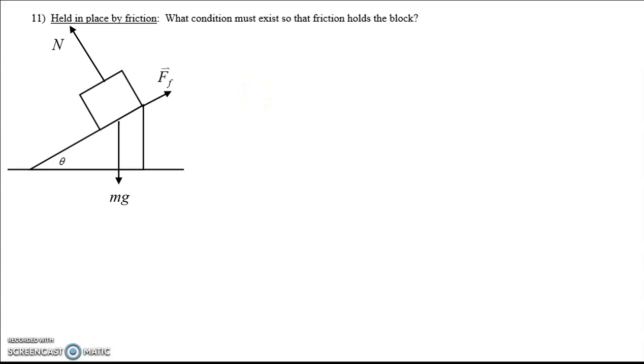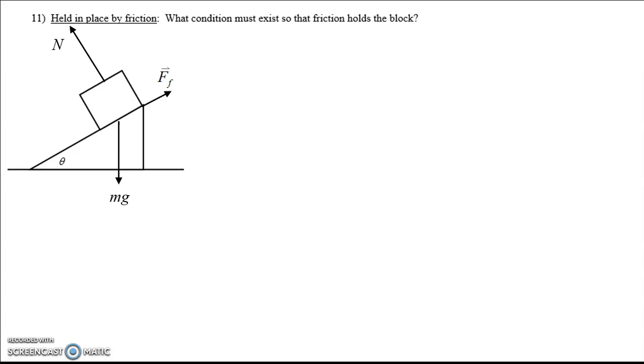Now at this point, if you want to resolve the force of gravity into its components, you certainly can, but hopefully you're starting to get a sense of what that looks like, and you can just look back at the free body diagram from problem 10, or maybe you can just mentally picture that mg sine theta is pulling it down the incline, mg cosine theta is pushing it into the incline. And in this situation, the block is not moving. So of course the velocity is 0. The acceleration is 0. The net force is 0.